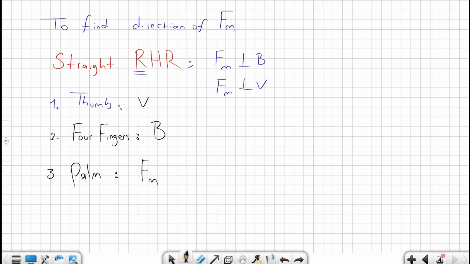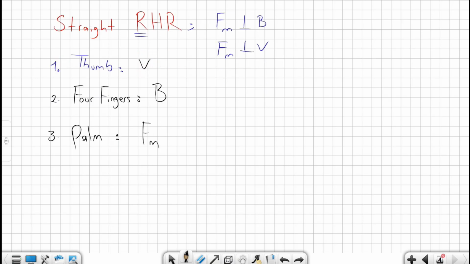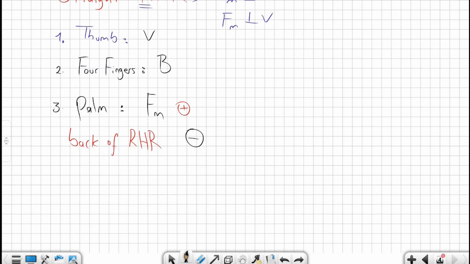But the magnetic force acting on a positive charge is opposite to the magnetic force acting on a negative charge. The palm of the right hand will be used for a positive charge, and the back of the right hand will be used for a negative charge. Can we use our left hand for a negative charge?